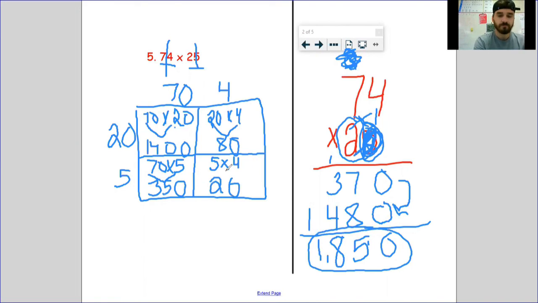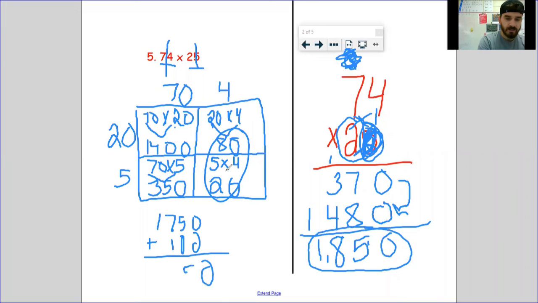That gives me 20. Last thing I got to do is add those together. If I added these two, I'd have 1,750 plus 100 on the right side with these two. And if I added those up, I'd get my same answer, 1,850. The strategy on the left takes a little bit more time. People seem to be more comfortable doing it that way, though.